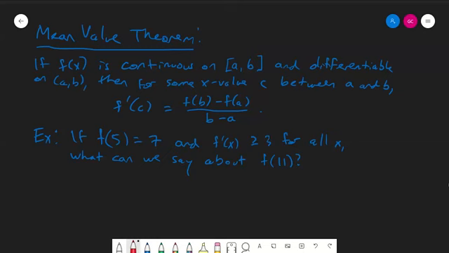So the idea here is to basically take the right hand of the mean value theorem and to first of all build a quotient that looks like that. In this case, since we know something about f of 5 and we're asking about f of 11, we're essentially going to use a equals 5 and b equals 11. So we start by saying we want to know about f of 11 minus f of 5 over 11 minus 5. We know that that has to be equal to f prime of something.